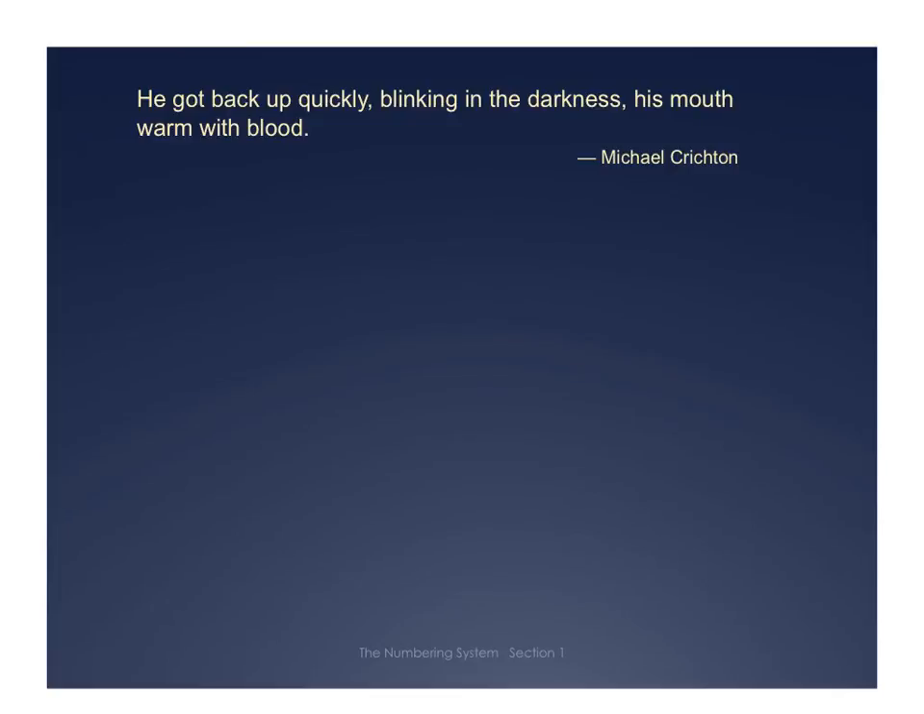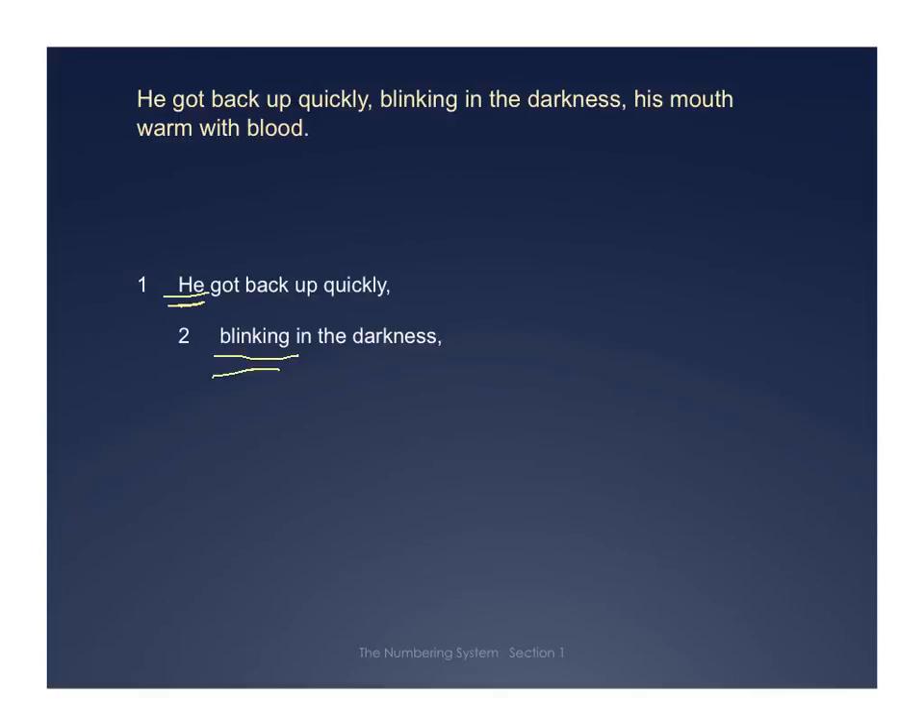This time we have 3 parts. 1, 2, 3, and they are separated by 2 commas. The first part, he got back up quickly, is the level 1, and blinking in the darkness would be a level 2 because it describes he, and his mouth warm with blood also describes he.